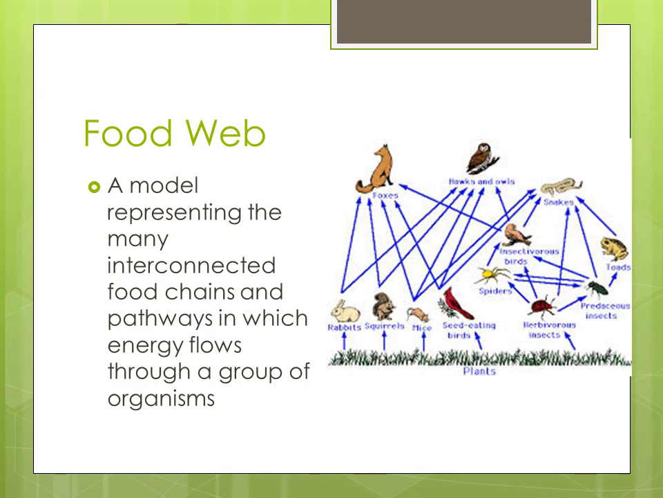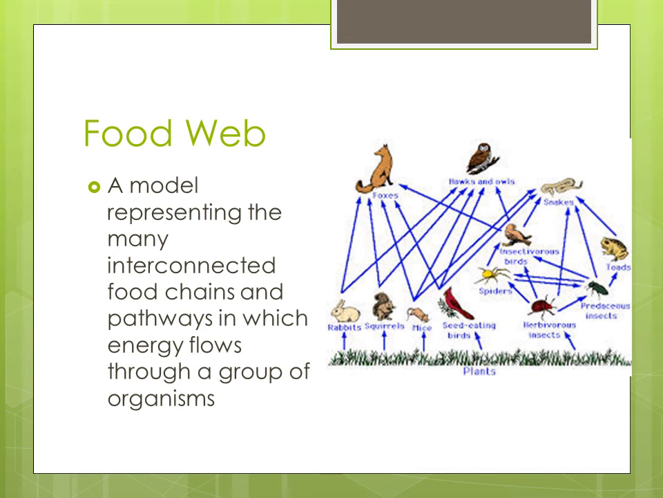But in reality, many organisms will have more than one thing they will eat. And when we look at the complexity of all the different things that an organism will eat, we start talking about a food web, which is a model representing the many interconnected food chains and the pathways in which energy flows through a group of organisms. And if we're going to look at what's going on in an actual biome, we definitely have to consider the food web. You start with a food chain, just figure out what everything's eating, and then you start branching that out into a food web.